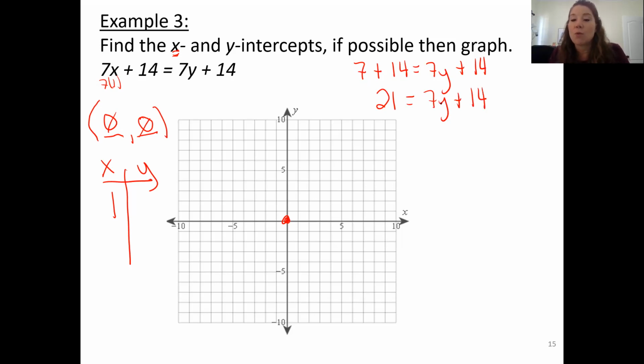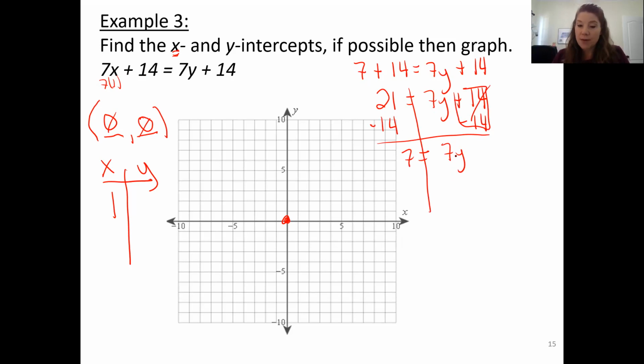I want to solve for Y, so I have to cancel out the 7 and the 14. To get rid of plus 14, I'm going to subtract 14 from both sides. So I bring everything else down. 21 minus 14 is 7. This is gone. Then if I want to solve for Y, I divide both sides by 7 and Y equals 1. So when X is 1, Y is 1.